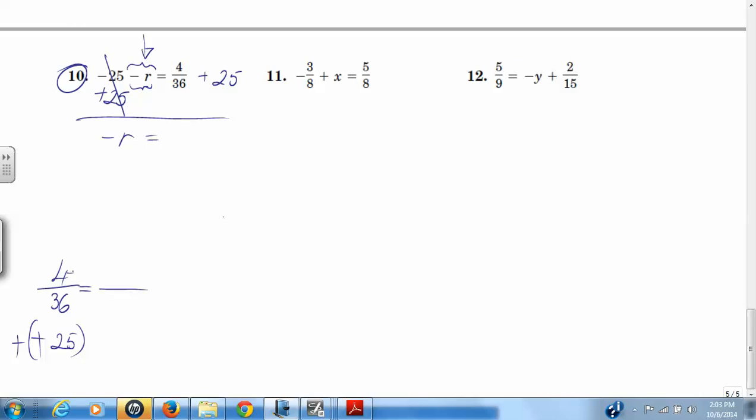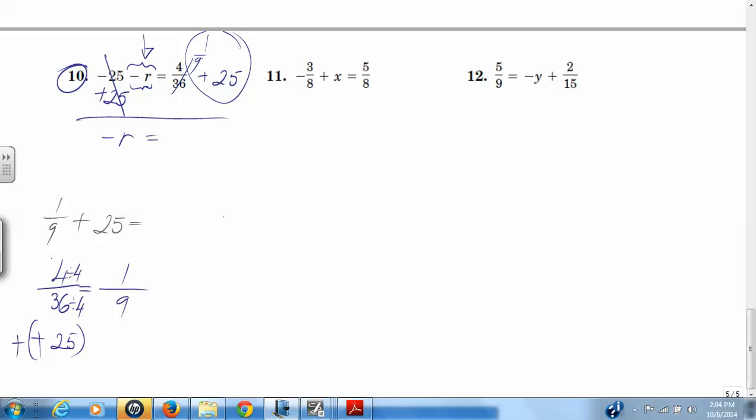Sure, if you said that we can divide both by 4, you were right. Okay? 4 goes in 4 once, 4 goes in 36 9 times. So actually here I have 1 over 9 plus 25, right? Let's do that. 1 over 9 plus 25.